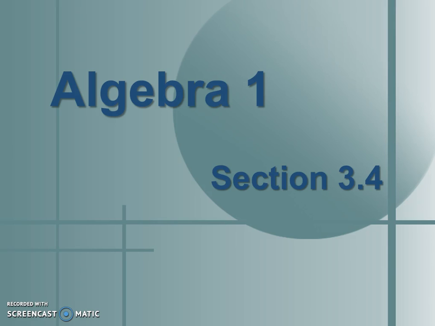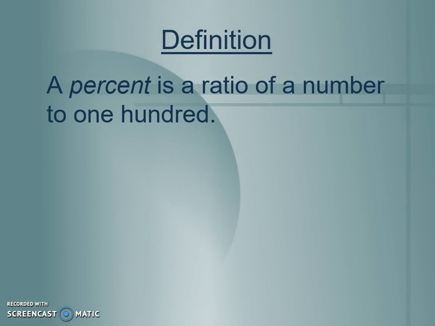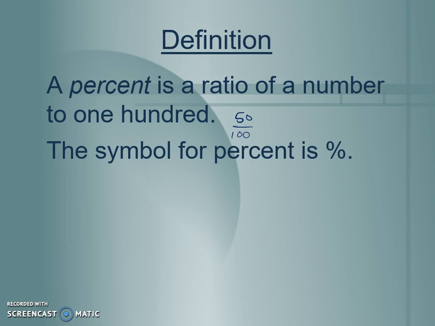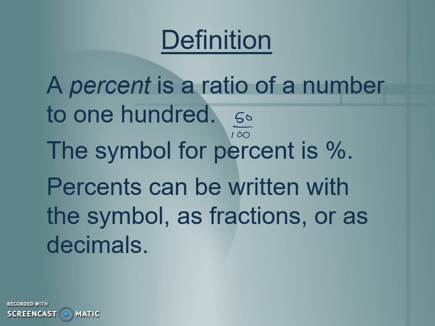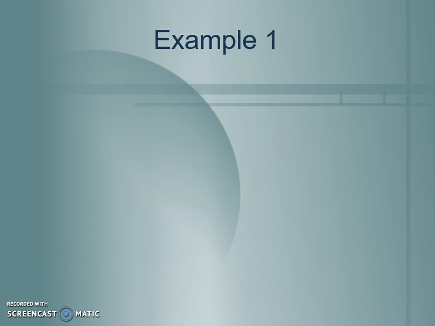So first things first, a percent is a ratio of a number to 100. So for instance, 50% is 50 over 100. It's a ratio of a number to 100. The symbol, we should all know now, is the percent sign. So percents can be written with the symbol, as fractions, or as decimals.